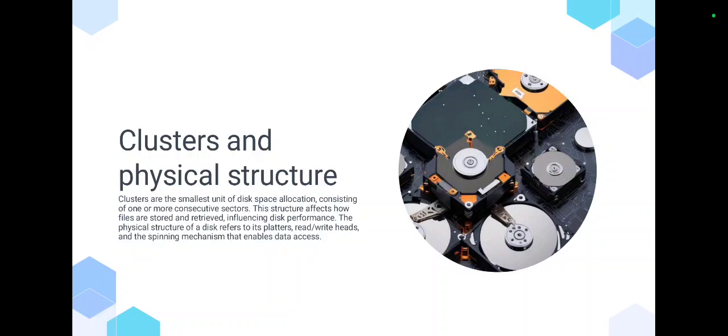In clusters and physical structure, clusters are the smallest unit of disk space allocation, consisting of one or more consecutive sectors. This structure affects how files are stored and retrieved. In influencing the disk performance, the physical structure of a disk refers to its platters, read-write heads, and the spinning mechanism that enables the data access.